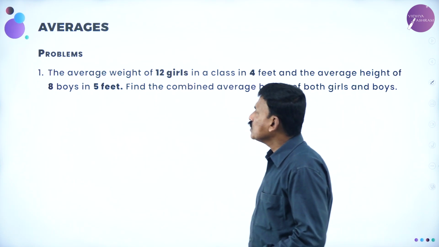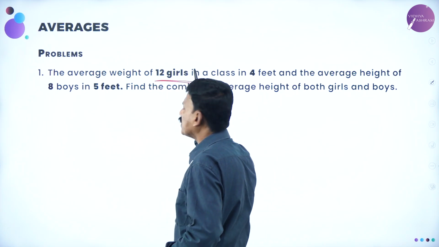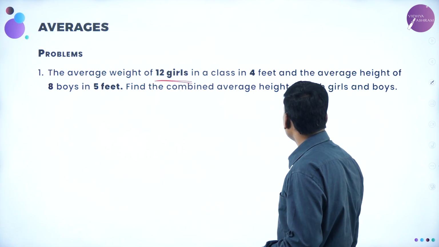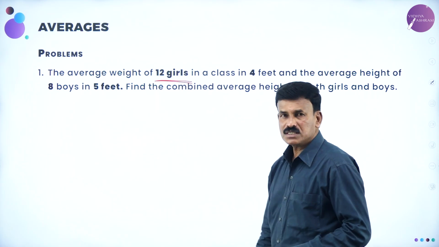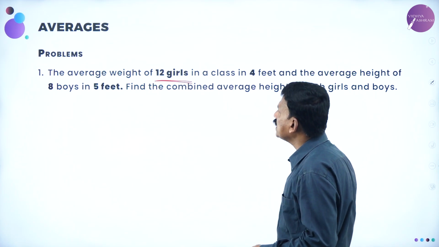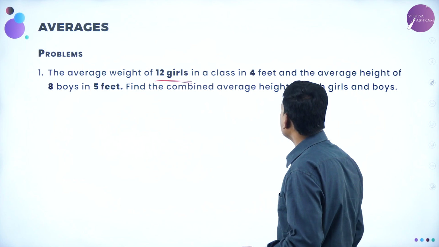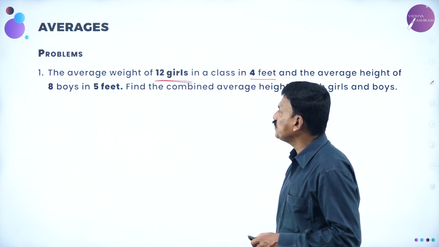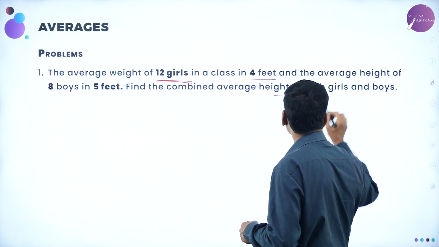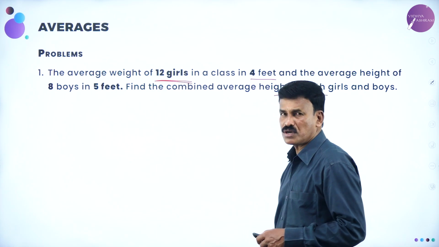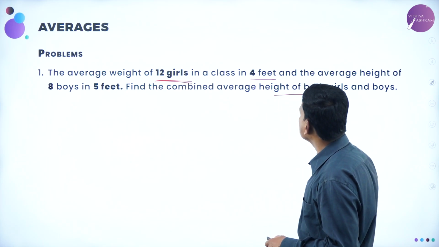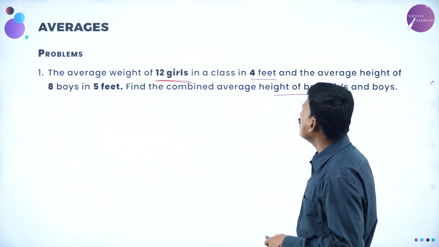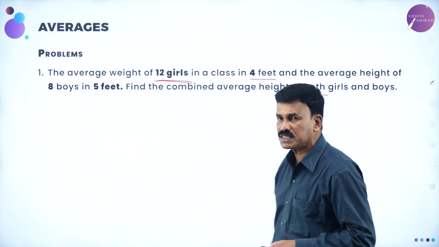What is the problem given? The average height of 12 girls in a class is 4 feet and the average height of 8 boys is 5 feet. Find the combined average height of both girls and the boys. The average height of 12 girls in a class is 4 feet and the average height of 8 boys in a class is 5 feet. Find the combined average height of boys and girls.